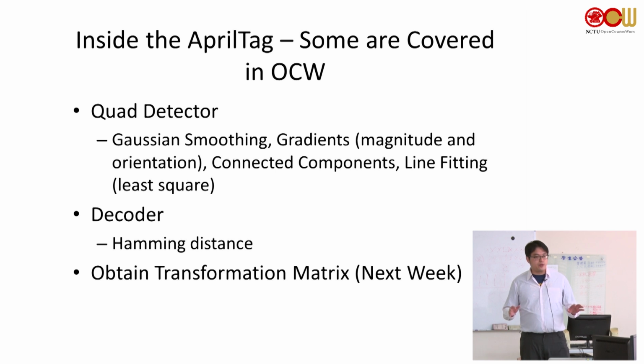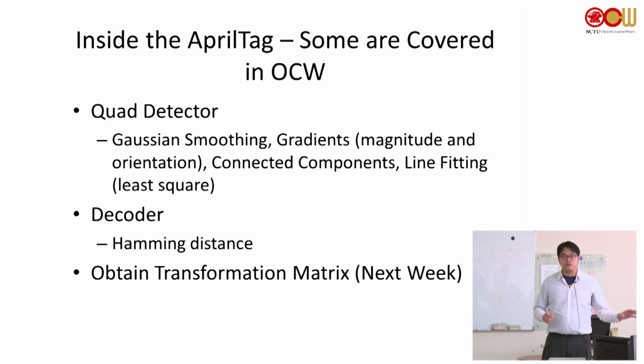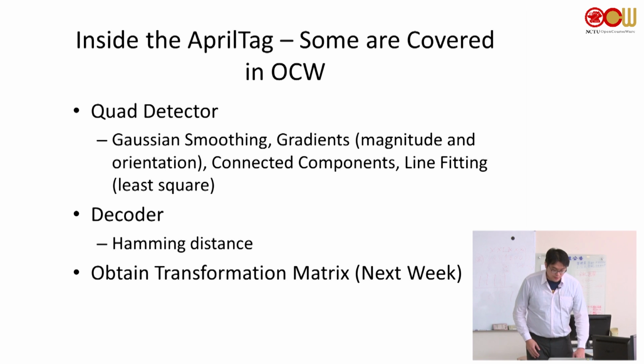So you find where the potential object you want to detect is. The second step is to verify it. Is this an AprilTag? Is this an AprilTag? This is also a very typical object detection pipeline.